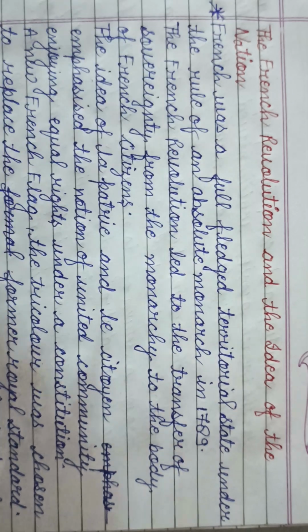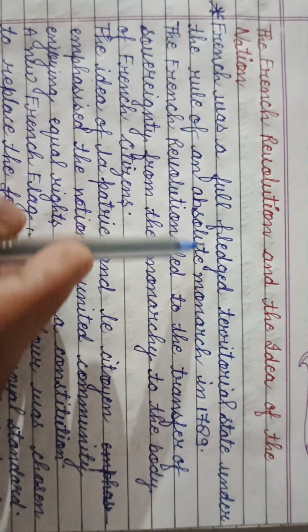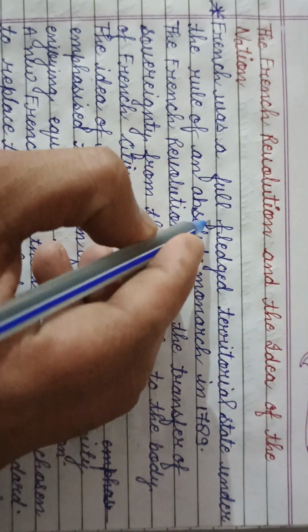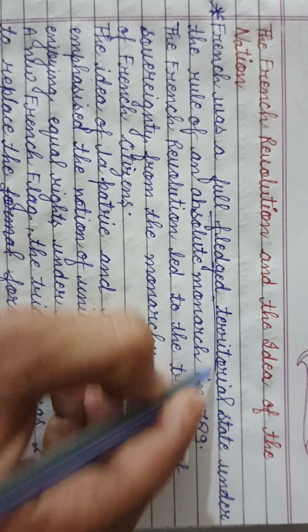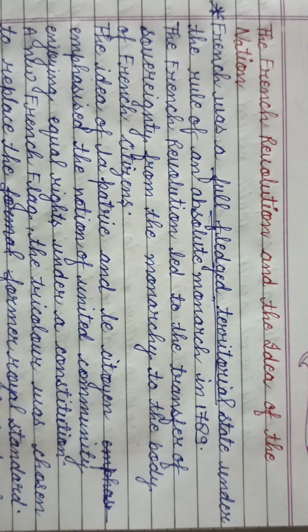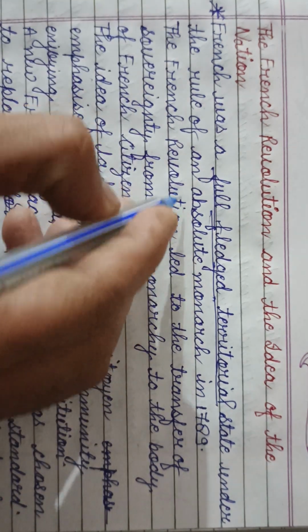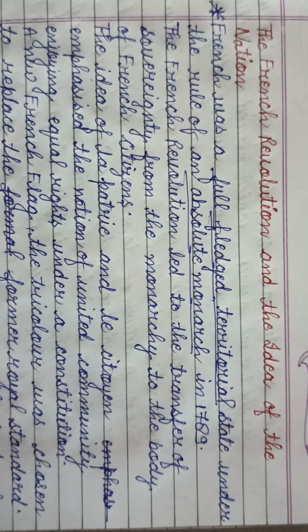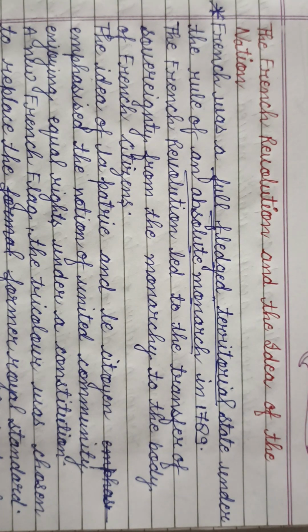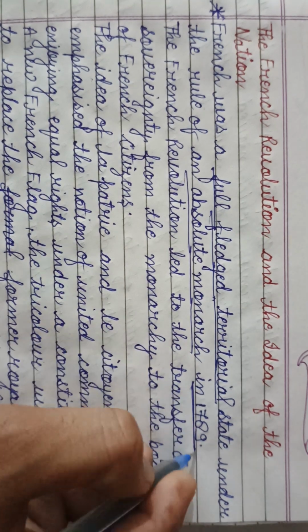The first point says that France was a full-fledged territorial state. If I talk about France, France was a full-fledged territorial state, meaning that at that time France was a nation. It was a nation, but it was under the rule of an absolute monarch in 1789.